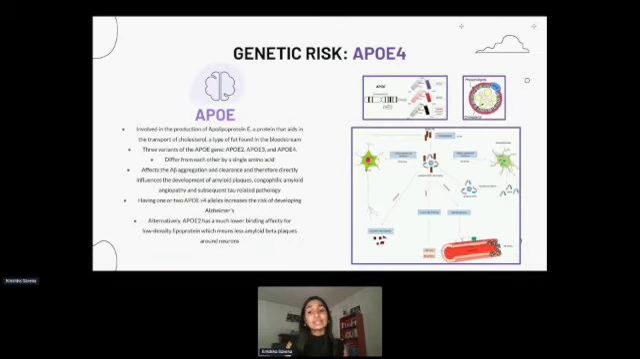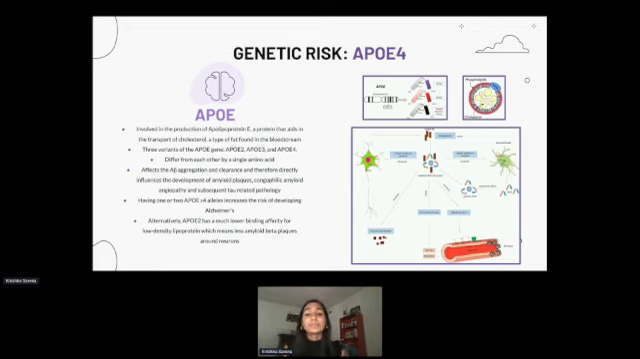The genetic risk that I researched was ApoE4. ApoE is a gene, and a gene makes protein, and this gene makes apolipoprotein E, which aids in the transportation of cholesterol. There are 3 variants of this gene. You might have heard the word variant from the Delta variant or COVID variant, so I think we're all familiar with this term. The 3 types are ApoE2, ApoE3, and ApoE4.